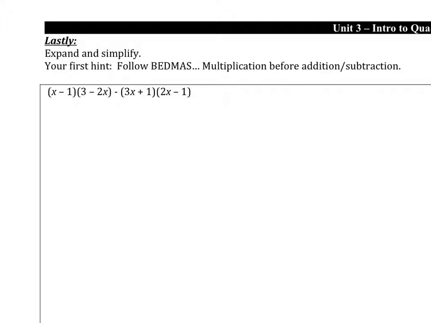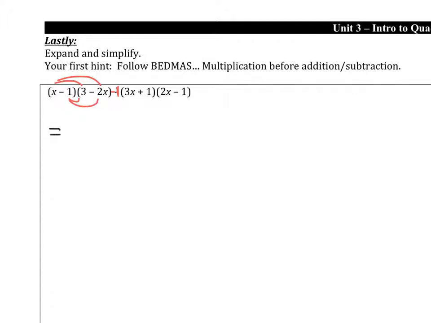Okay, so let's look at the last type of example we have, which is when you have multiple brackets, a longer expression. And we're going to follow BEDMAS. So the first thing we're going to do is the multiplication, which means we have to multiply our brackets. I do want to draw your attention to the fact that in front of that first bracket, there is a negative 1 in front, not just a negative, which means you are going to have to distribute the negative 1 in later on. But for now, let's apply FOIL to the first set of brackets.